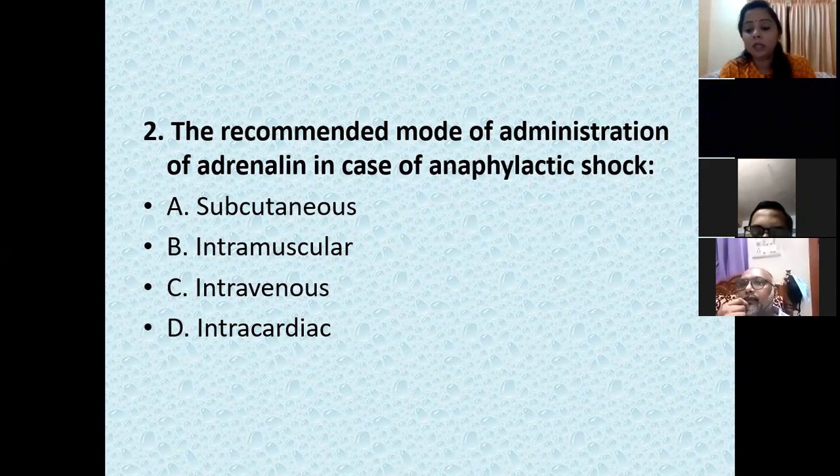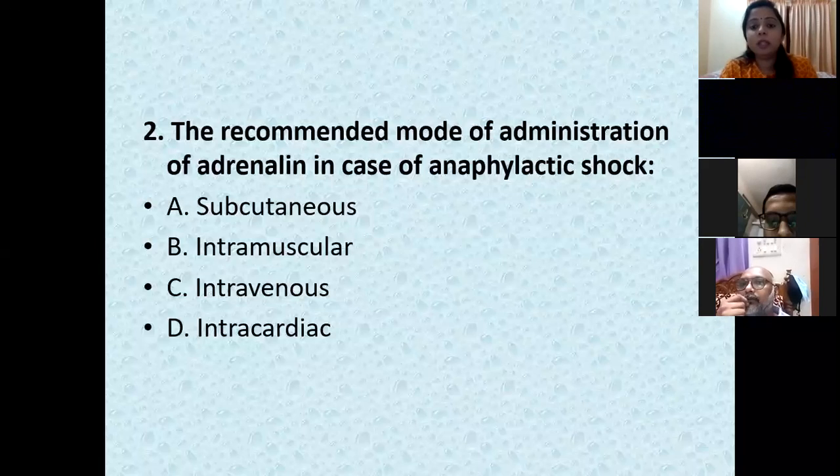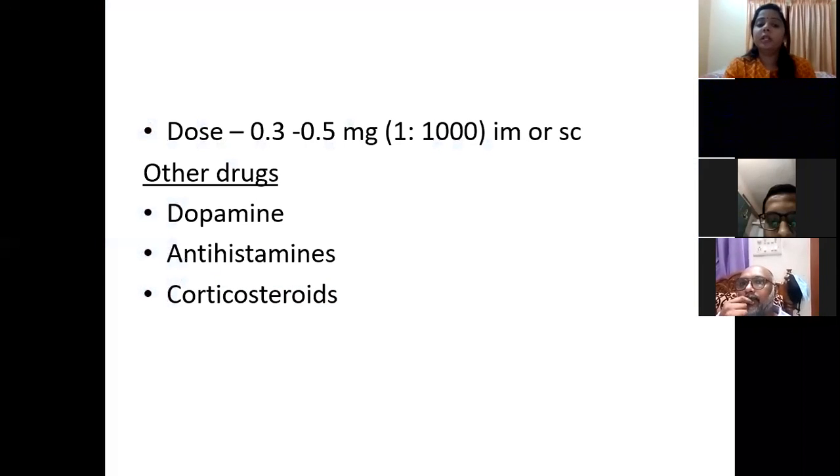At the same time, you have to know the other drugs given in case of emergencies. The dose of adrenaline is 0.3 to 0.5 milligram, 1 in 1000, intramuscular or subcutaneous. But in case of emergency, it is given as intramuscular because intramuscular is highly vascular. So to get a quick response, it should be given by the intramuscular route. If intramuscular is not in the options, you can go for subcutaneous. The other drugs: dopamine to overcome the hypotension in anaphylaxis, antihistamines to overcome the allergic response, and corticosteroids to overcome the edema.